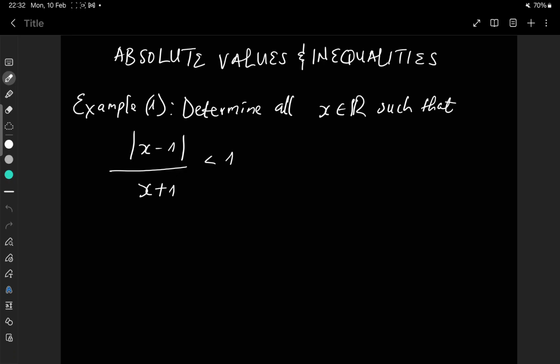In this video, we're going to be looking at some mathematical questions that involve absolute values and inequalities.